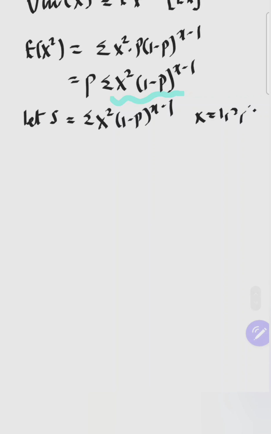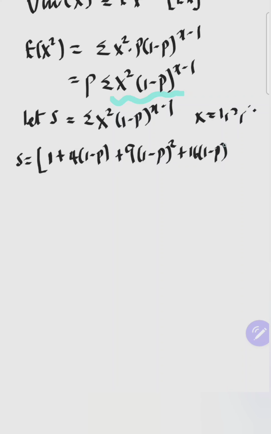Now, let's go the same way. So here my s is going to be, when x is 1, we have 1. When x is 2, we have 4(1 minus p). When x is 3, we have 9(1 minus p) squared. When x is 4, we're going to have 16(1 minus p) cubed, continuously.